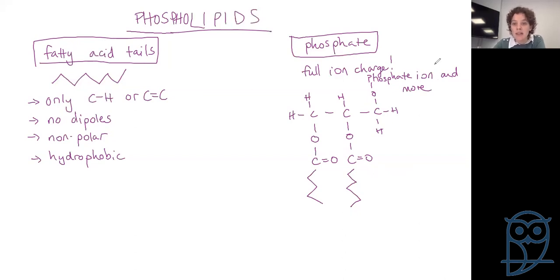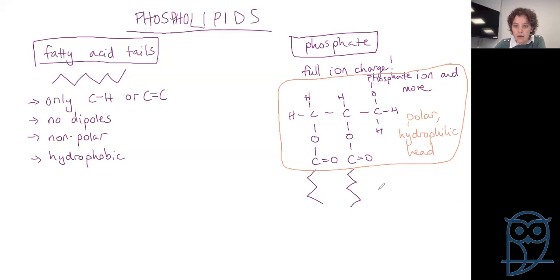The important thing is that you have a phosphate ion, but you also have these C double bond O's here. So all joined together, our hydrophilic head, we take to here. So this is our polar hydrophilic head. And these are our nonpolar hydrophobic tails.